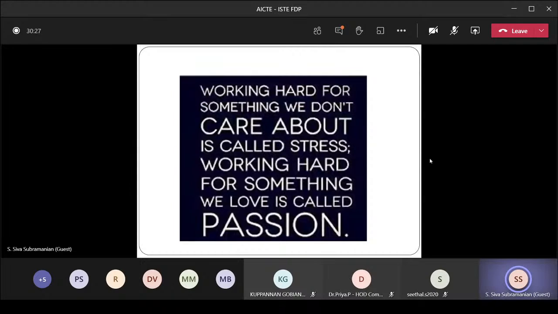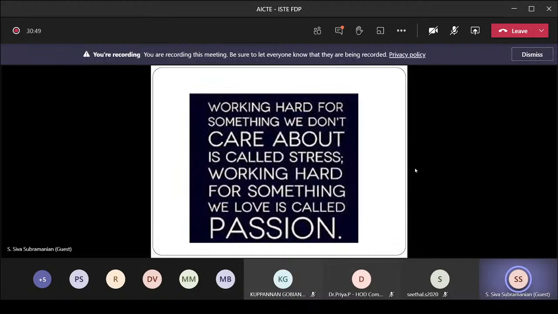When you care about what you are working on, then you get stressed, right? And when you work hard on something which you love, it's a passion that makes you feel stressed. You will love your profession when you have a profession with a passion in your mind.